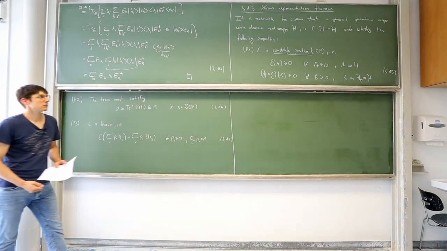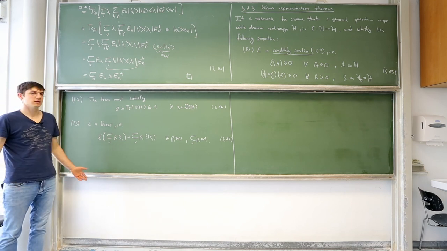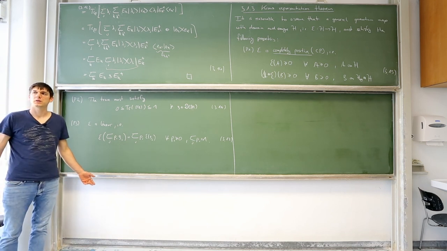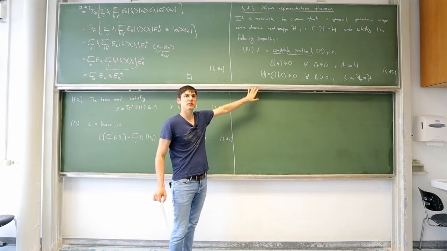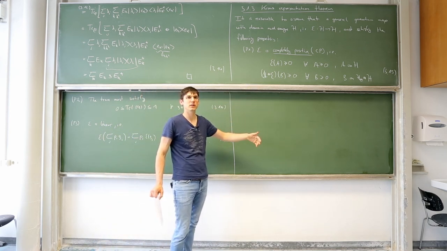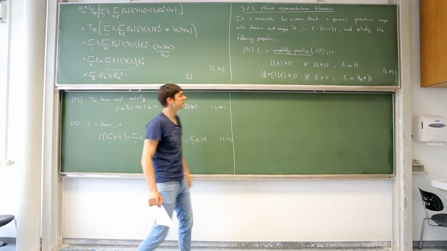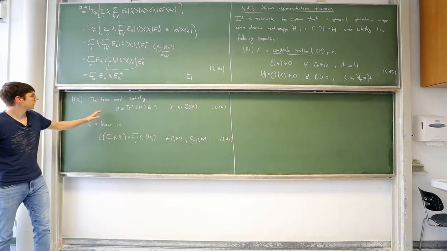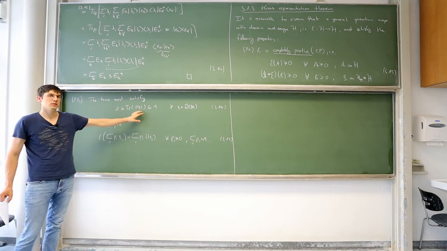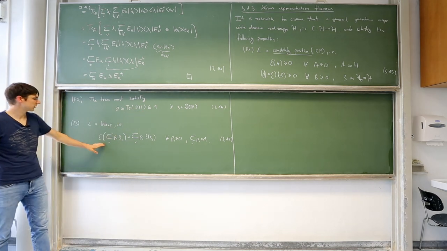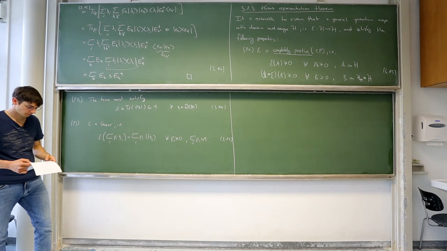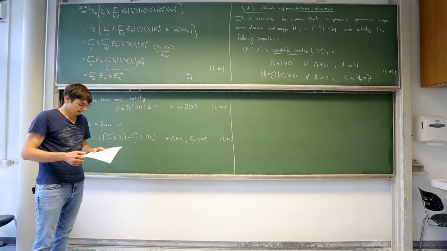Okay, so these are all the assumptions that a general quantum operation must satisfy, right? Let's go again. We want it to be positive, so that it maps positive operators to positive operators, called completely positive. We want the trace to be between 0 and 1 in order that the probabilities do not exceed 1. And we want it to be linear because quantum mechanics is linear.